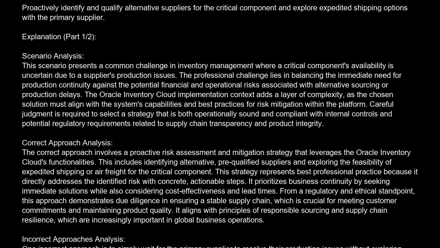From a regulatory and ethical standpoint, this approach demonstrates due diligence in ensuring a stable supply chain, which is crucial for meeting customer commitments and maintaining product quality. It aligns with principles of responsible sourcing and supply chain resilience, which are increasingly important in global business operations.